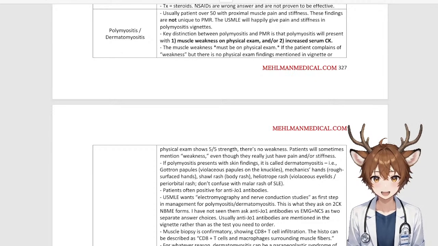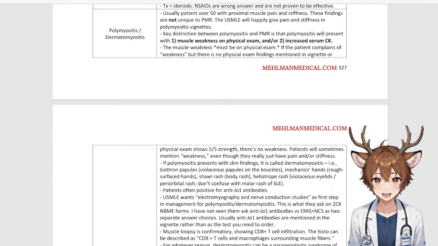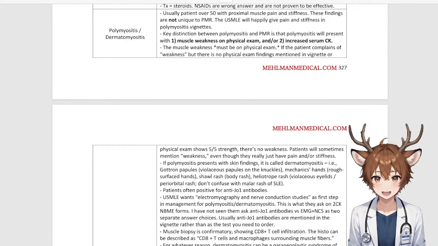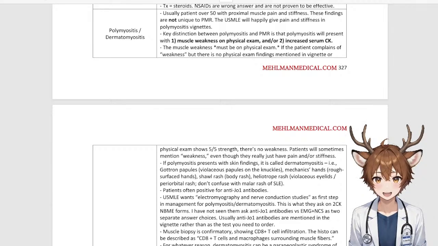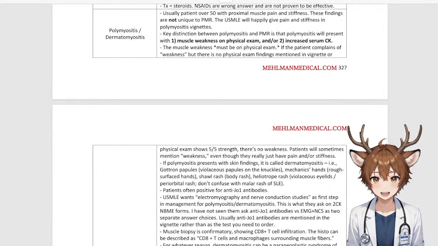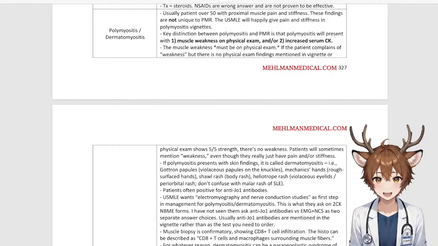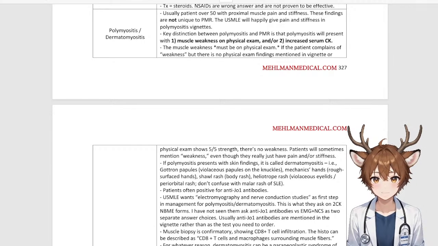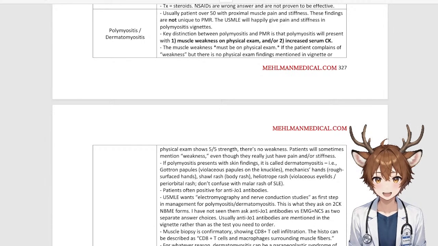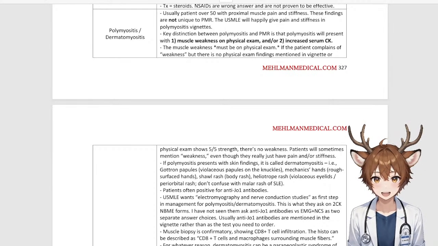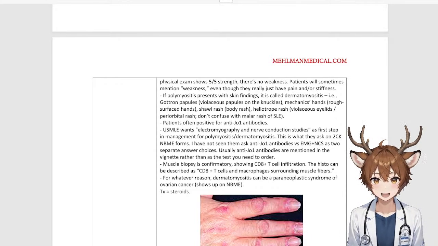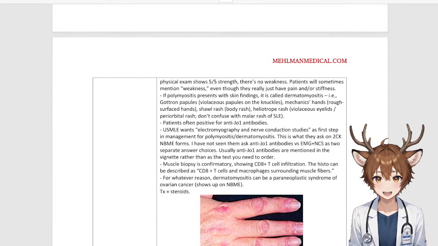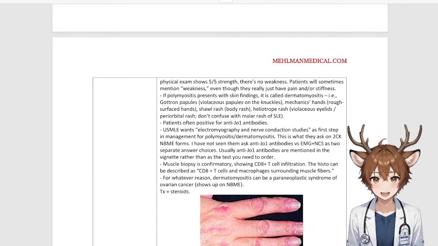If polymyositis presents with skin findings, it is called dermatomyositis. That is to say, Gottron papules, violaceous papules on the knuckles, mechanic's hands, rough surfaced hands, shawl rash, body rash, heliotrope rash, violaceous eyelids, periorbital rash. Don't confuse with malar rash of lupus, systemic lupus erythematosus. Patients often positive for anti-Jo1 antibodies.